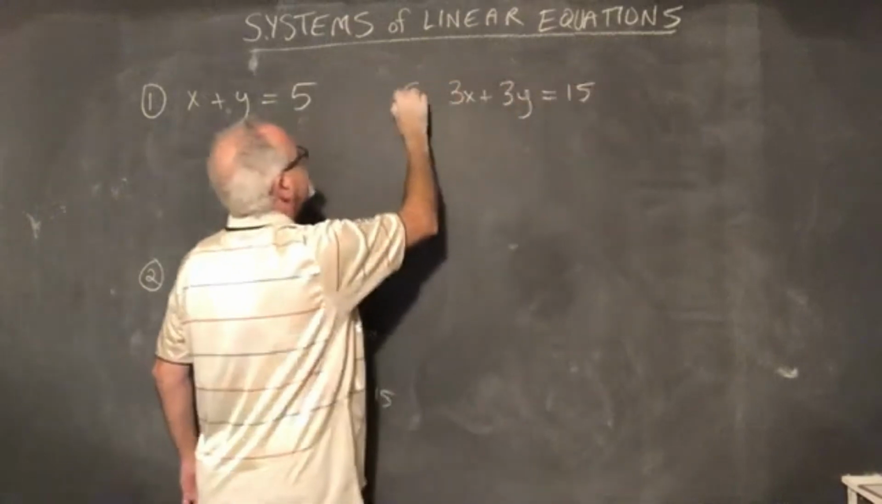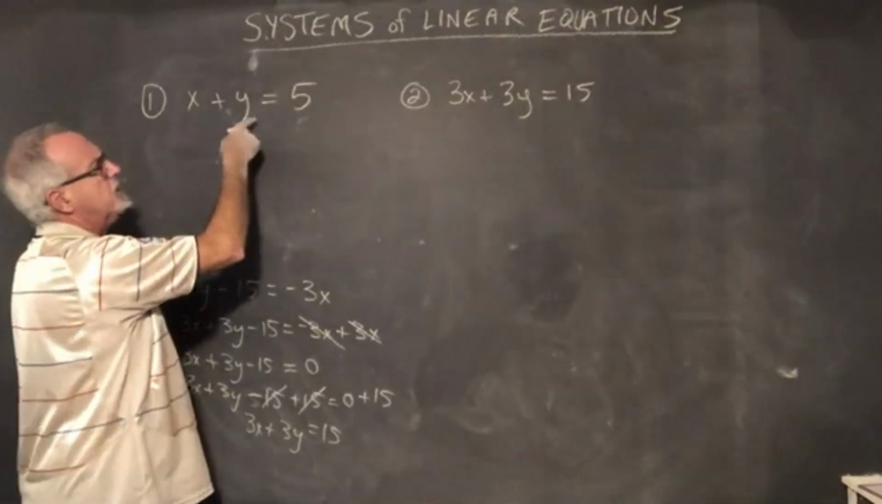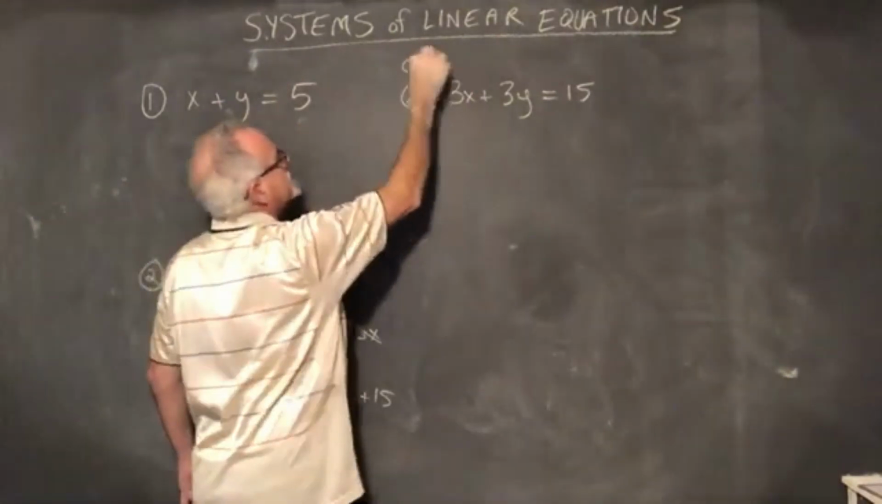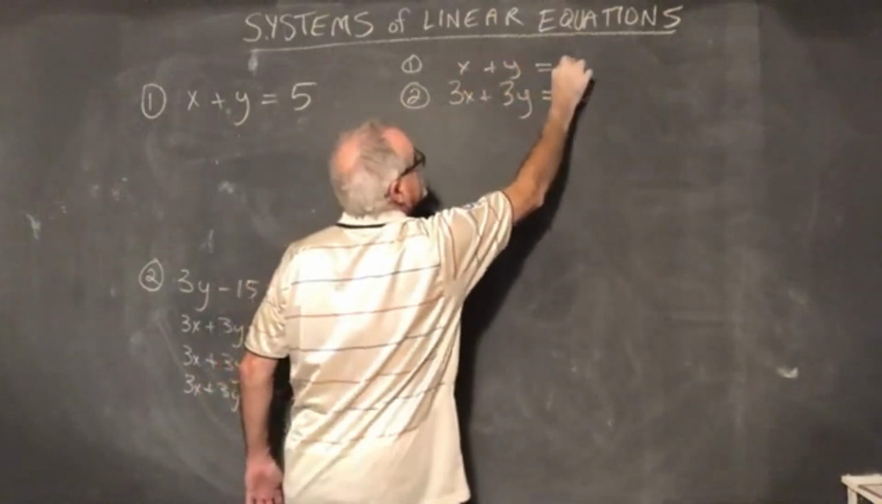That's my second equation. This one's already in the form ax plus by equals c, so I'll write my first equation like this. X plus y equals 5.